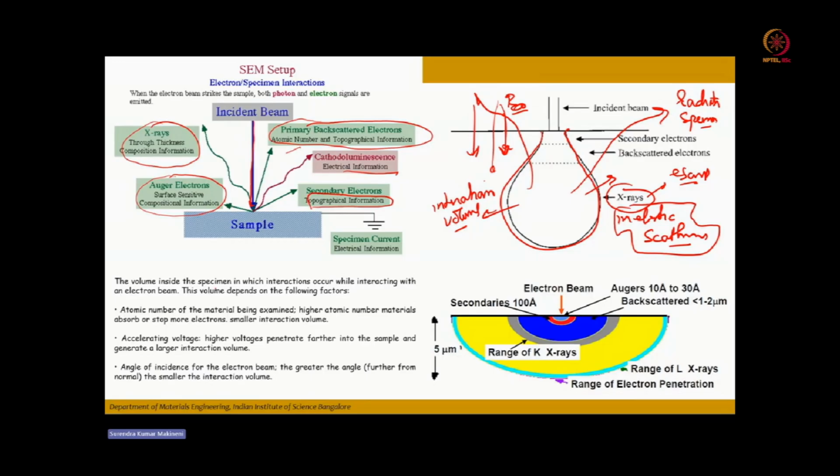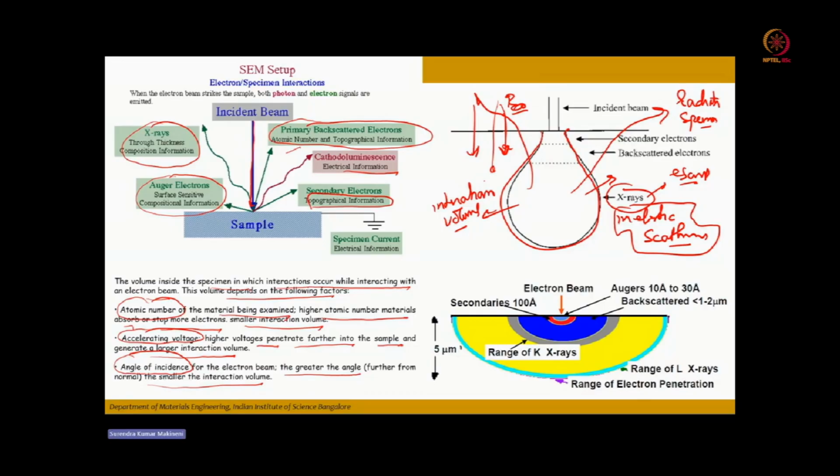And this is your sample. The volume inside the specimen in which the interaction with the electron beam occurs depends upon the following factors. First is atomic number of the material being examined: higher atomic number material absorbs or stops more electrons, so it has a smaller interaction volume. Second, accelerating voltage: higher voltages penetrate farther into the sample and generate a larger interaction volume. Another important factor is angle of incidence: the greater the angle, the smaller the interaction volume.